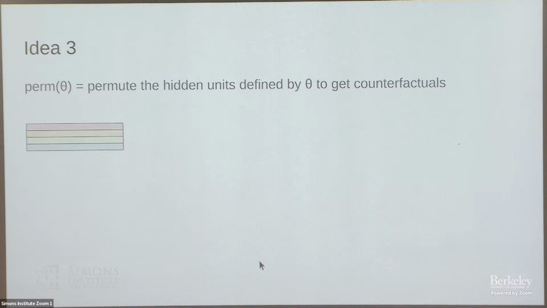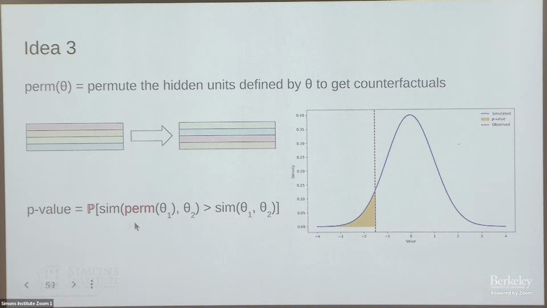So one intuition is that, instead of retraining from scratch, what if you sort of fake it by just permuting the hidden units defined by theta? In this case, it means for some of the matrices, you just permute the rows. And then you do the same thing, except instead of retraining, you look at the permutations. So this basically gives you a set of models which could have arisen from this process because of the invariance to order that was alluded to earlier.